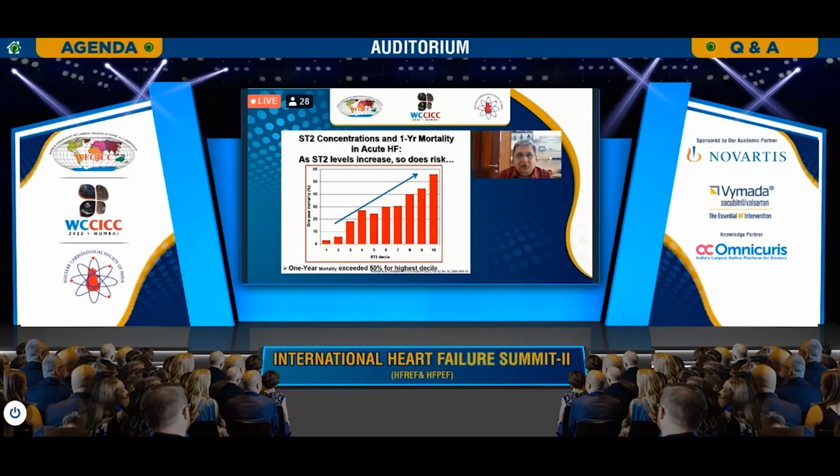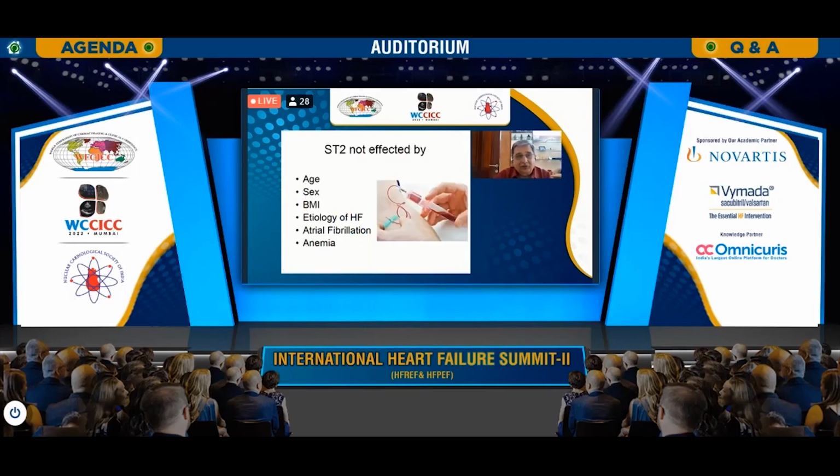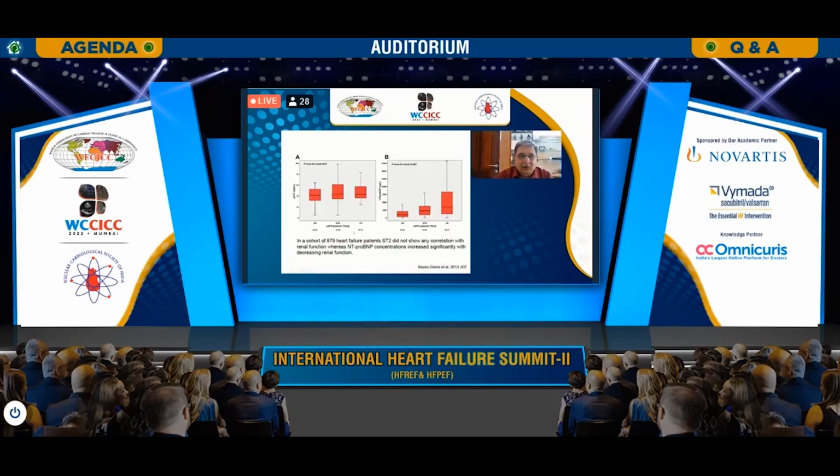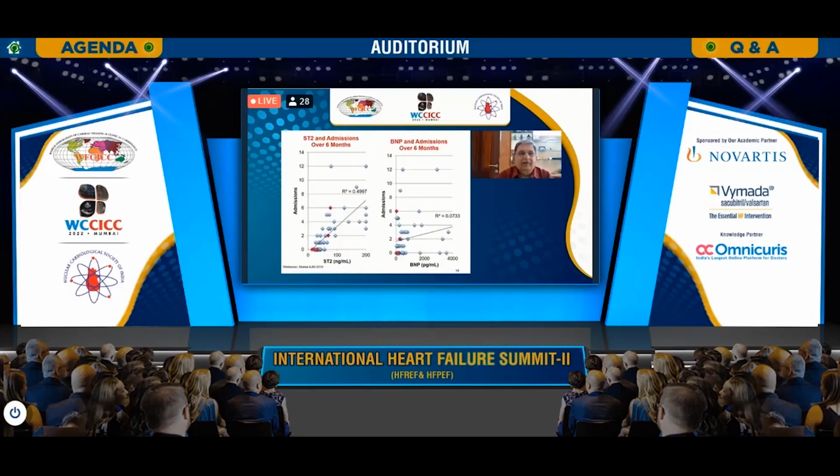ST2 concentrations have been linked to 1-year mortality, especially in acute heart failure. And ST2 is not affected by age, sex, BMI, etiology of HF, atrial fibrillation, or anemia. In a cohort of 879 heart failure patients, ST2 did not show any correlation with renal function, which is a major problem with BNPs. ST2 levels predicted 6-month hospitalization more accurately than BNP.